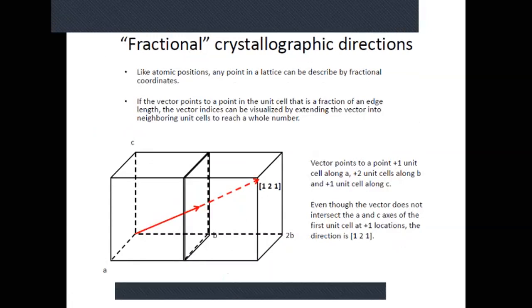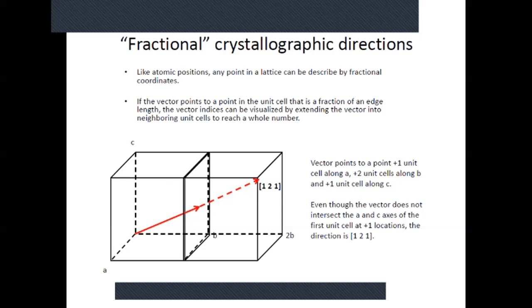And so just like with atomic positions, crystallographic directions can be described by fractional coordinates. And so the vector points to a point in the unit cell. So if this is the origin, we can actually have it extend through multiple unit cells. Here we've gone 2 unit cells over on the y-axis, so that's where the 2 comes from. We've gone up 1 along the A and up 1 along the C.